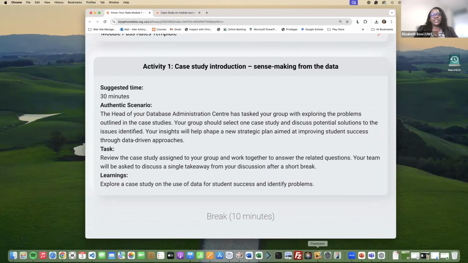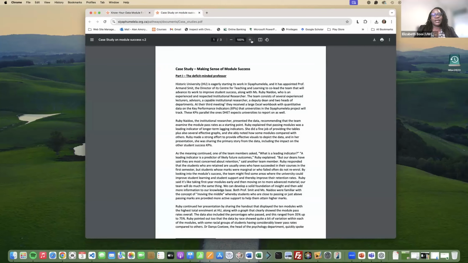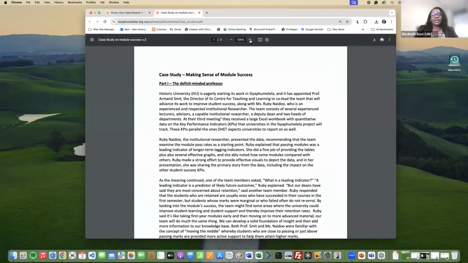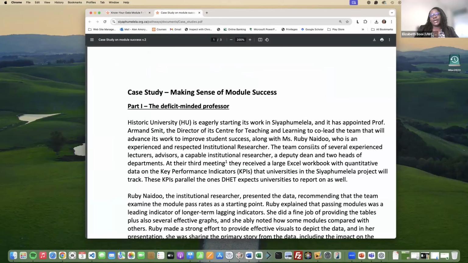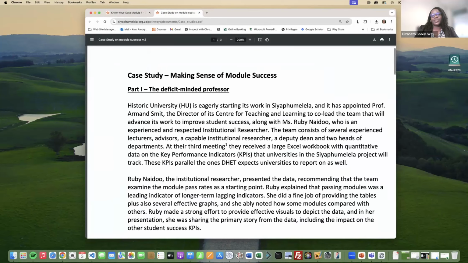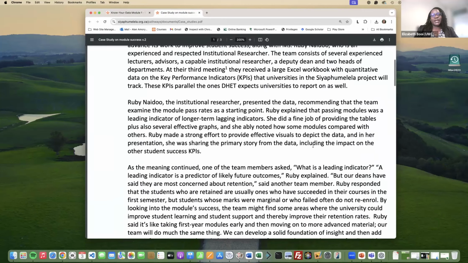And the first case study, we're trying also to have an authentic scenario here, is about the deficit-minded professor. I'm not going to read it, so you're going to read through it in your breakout rooms.